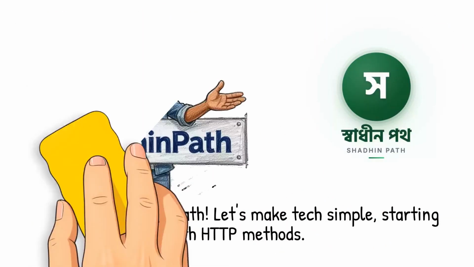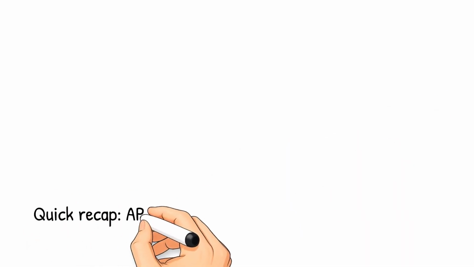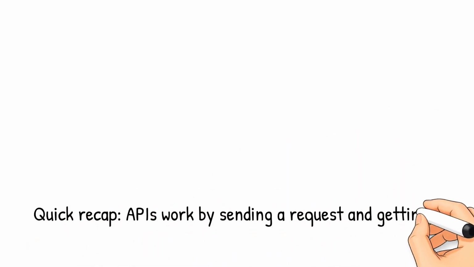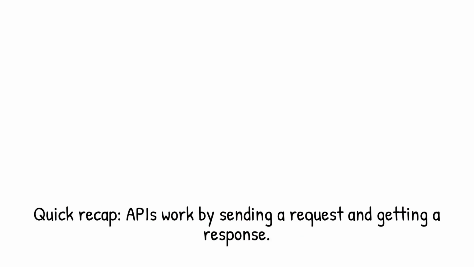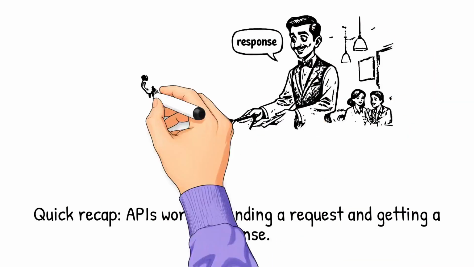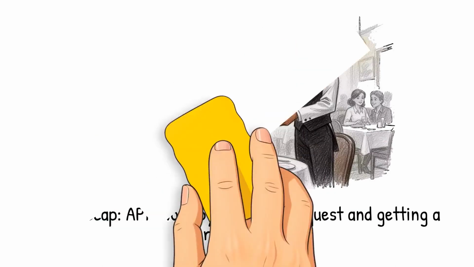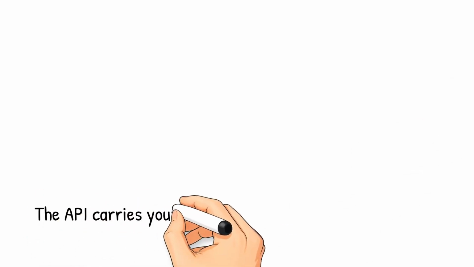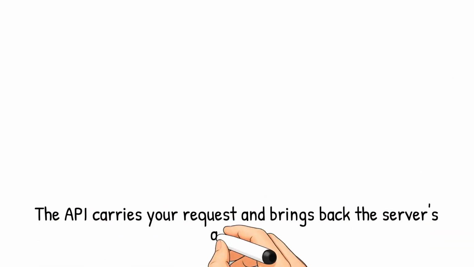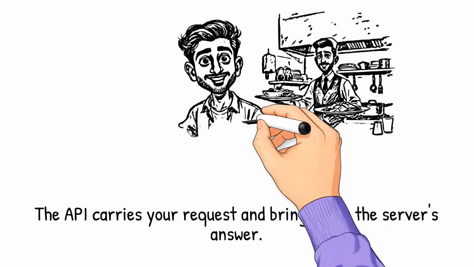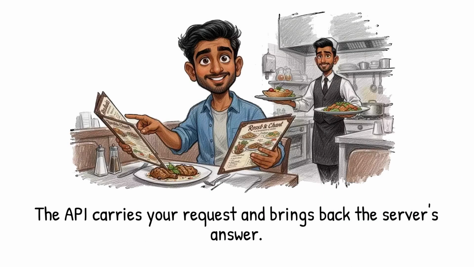Let's go! Let's start with a quick recap from episode 2, just so we're all on the same page. We learned that an API works by sending a request and getting back a response, exactly like ordering food through a waiter. You, the client, ask for something. The kitchen, the server, prepares it, and the waiter, the API, carries your request over and brings the answer back.